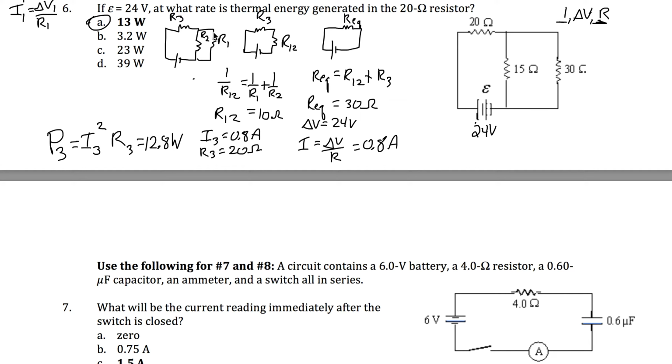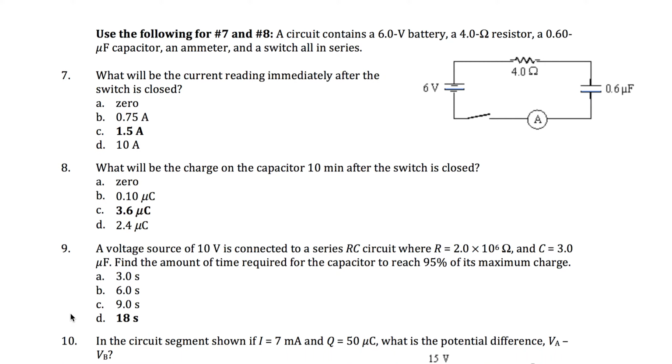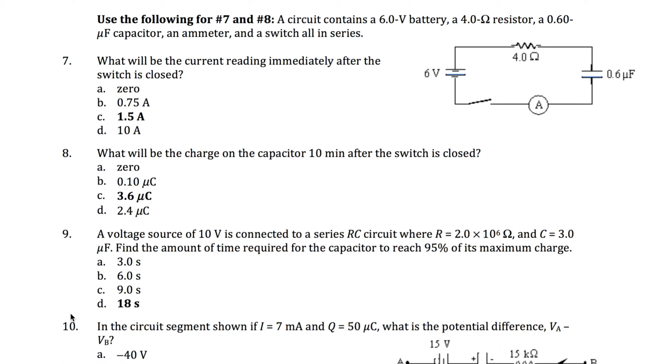Let's keep going. Let's do number 7 and 8. So we have an RC circuit. We have the battery. Now this is just an ammeter that measures the current. So we don't even really need this, because the question could just say what's the current in the circuit instead of what's the current reading.